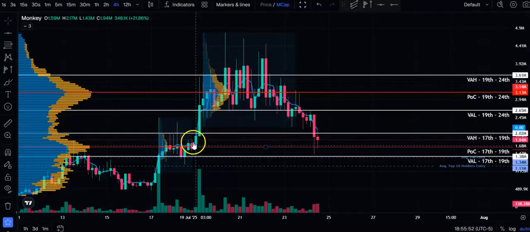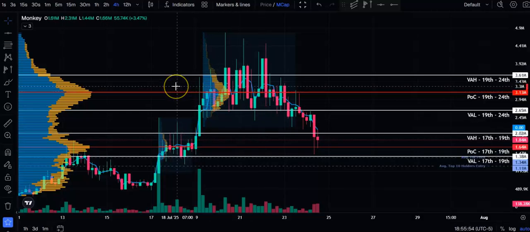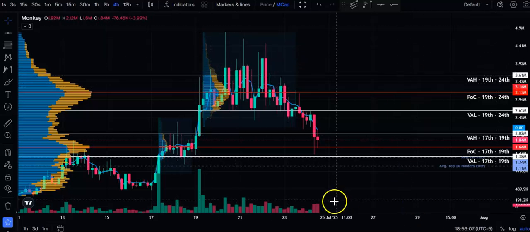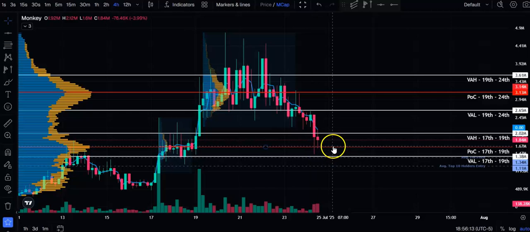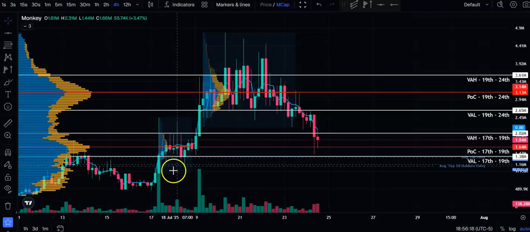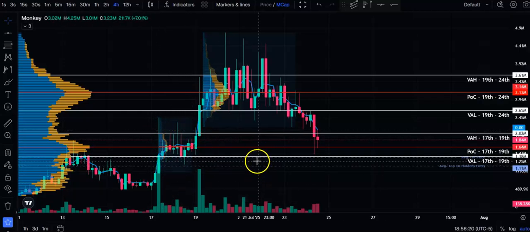Now, what's important to note about auction market theory is that when you leave one value area and enter into another, you're wondering whether or not you're going to find acceptance into that former range, or if you're going to bounce out of that former range. And with regard to Monkey, what's good to see right here is when there's a violent reaction to the former point of control, we don't yet have acceptance into the former range.